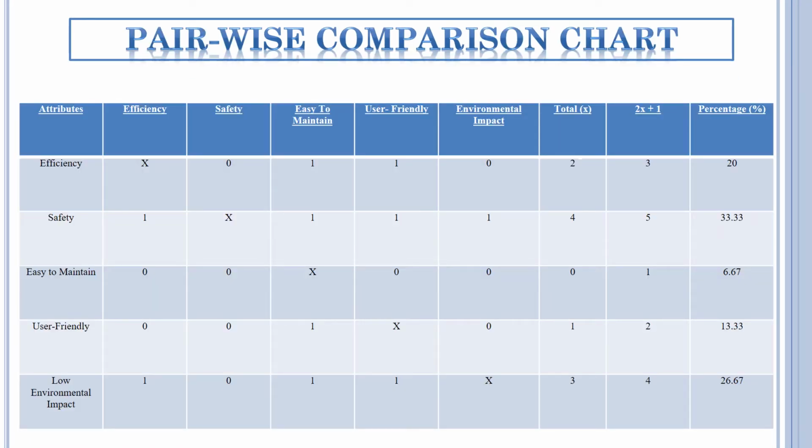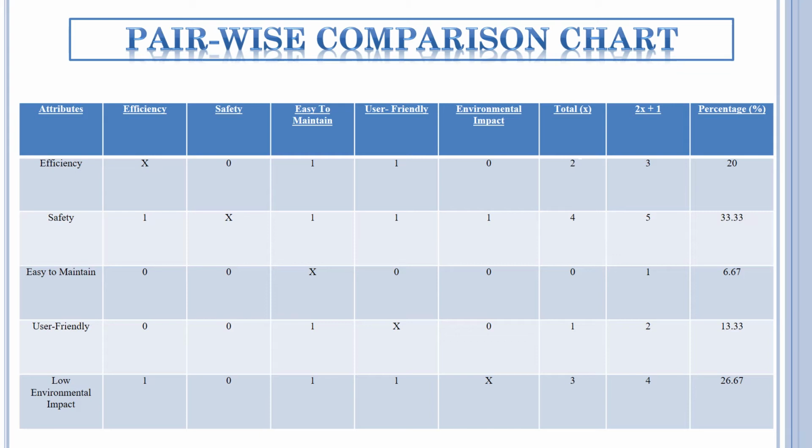Using the pairwise comparison method, these attributes were prioritized in order using the relative weightings process. This was done by comparing attributes. For example, efficiency on the first column, second row, was compared to safety, the first column, third row, where we decided that safety was more important. We continued this process for the other attributes.